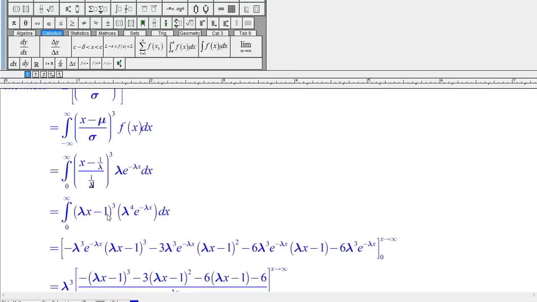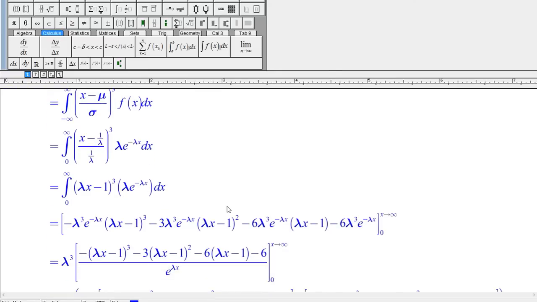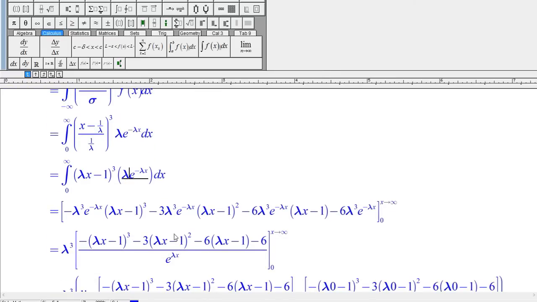So multiply top and bottom by lambda, you just get lambda minus 1 cubed. And there's no fourth power here. I don't know if this is going to affect my answer or not. Let's see. So multiplying by 1 over lambda here cancels that out completely. This is lambda minus 1. I'm sorry, lambda x minus 1 cubed, and then we have this part here.